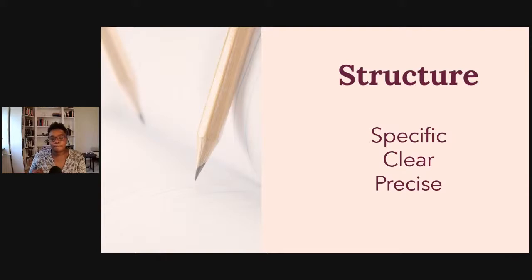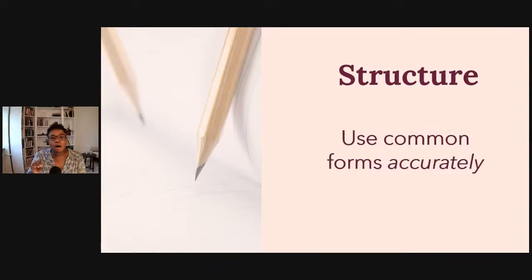If in your business life you're in contact with people who are also second language English speakers who may not have as high a level of English as you, it doesn't make sense to use the most complex grammar you know to talk to them, because they're not going to understand. So make sure that your structure in your English is specific, clear, and precise, and that you use common forms accurately. When I say common forms, I want you to use the basic grammar that you learned way back at the beginning of primary school. That's the stuff we use in everyday English. Those tenses, those forms, those are the most common ones, and that's why you learn them first.